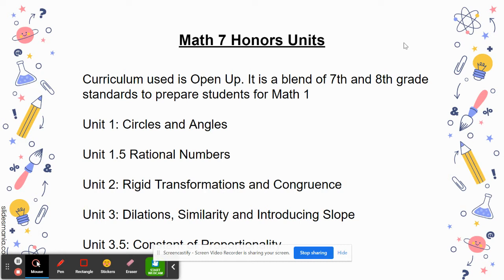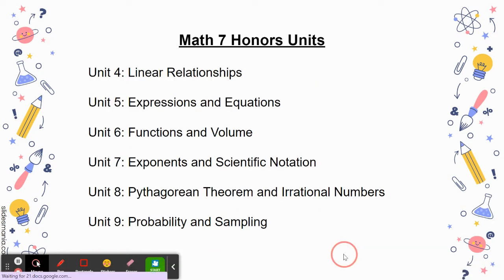Unit 1.5 is Rational Numbers. Unit 2 is Rigid Transformations and Congruence. Unit 3, Dilation, Similarity, and Introducing Slope. Unit 3.5 is Constant Proportionality. We'll continue with linear relationships, expressions and equations, function and volume, exponents and scientific notation, Pythagorean theorem, and irrational numbers. And our last unit before the EOG is probability and sampling.